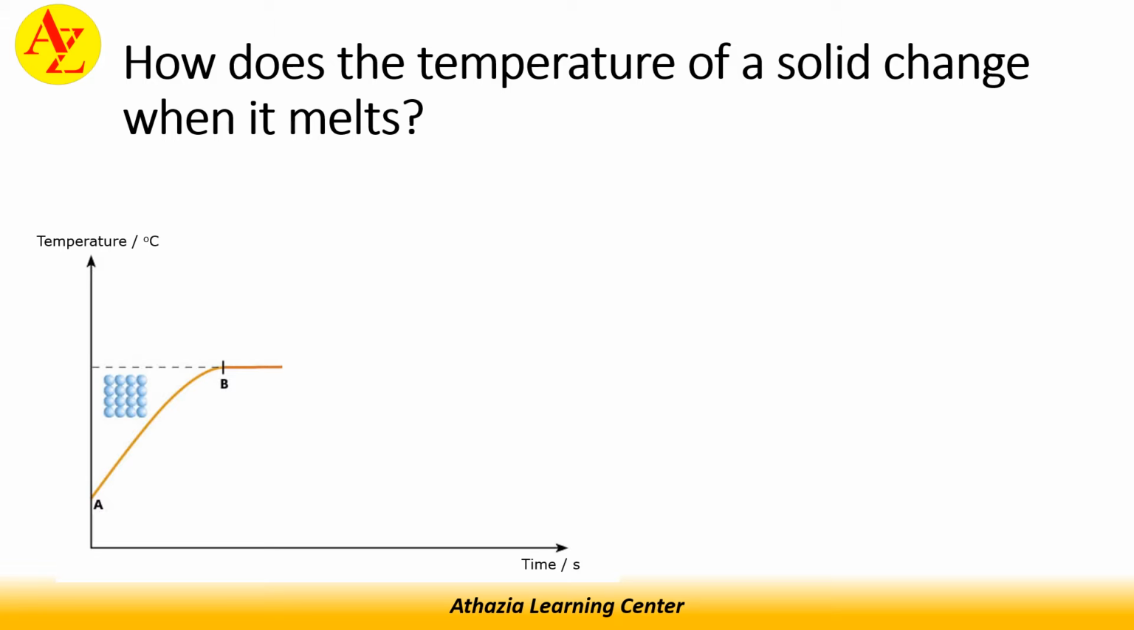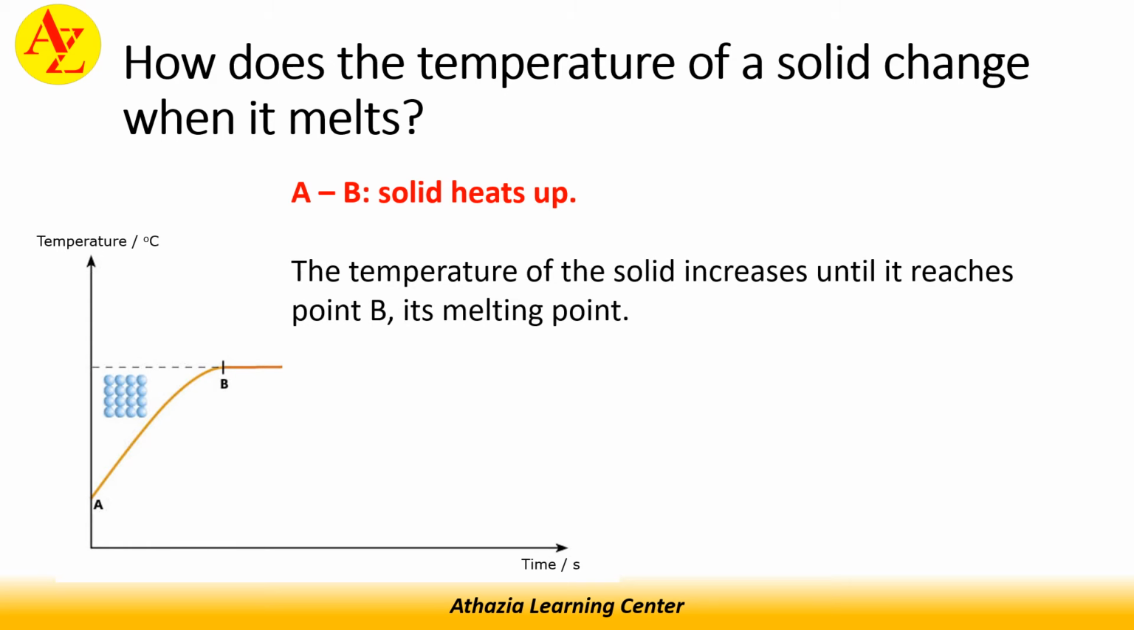How does the temperature of a solid change when it melts? For example, here there is a process from A to B, which is the solid heats up. The temperature of the solid increases until it reaches point B. It is the melting point. At point B, the solid begins to melt.